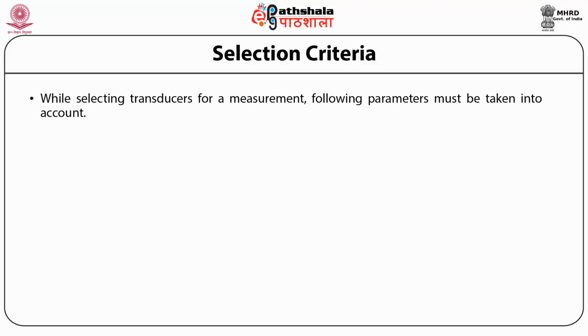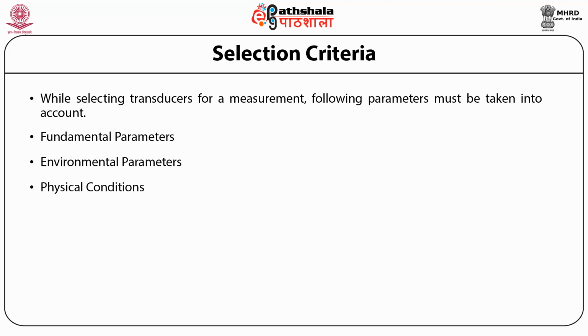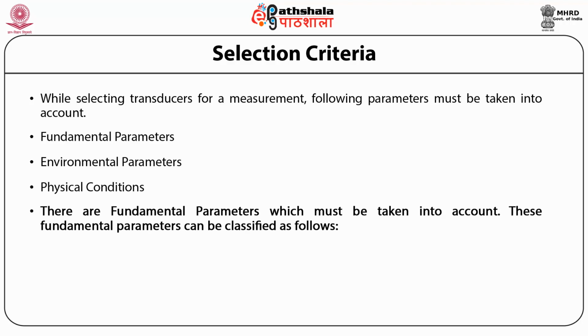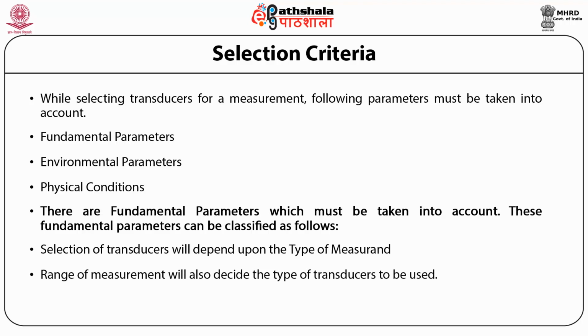While selecting transducers for a measurement, a few parameters must be taken into account, which can be classified as fundamental parameters, environmental parameters, or the physical conditions. First, let us see the fundamental parameters. These fundamental parameters can be classified as follows. First, the selection of transducers will depend upon the type of measurement. Second, the range of measurement will also decide the type of transducers to be used.